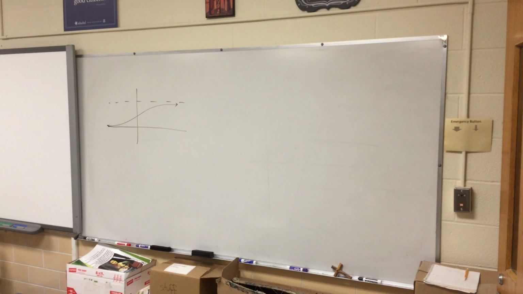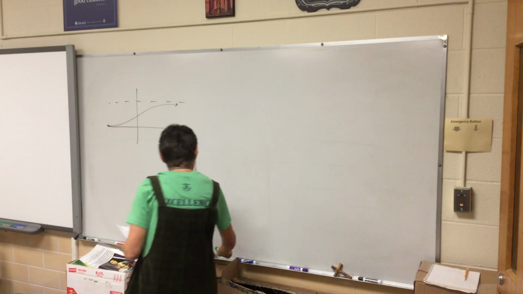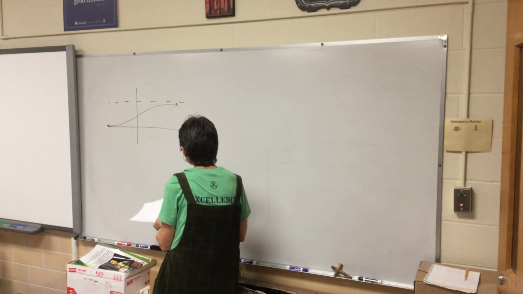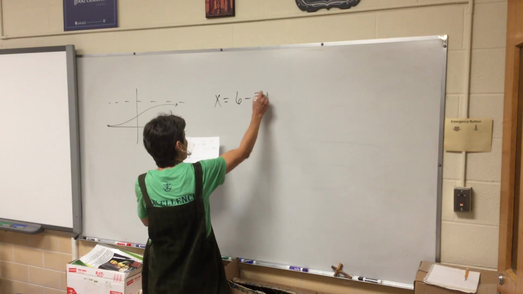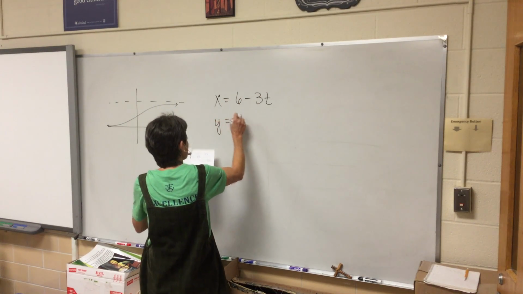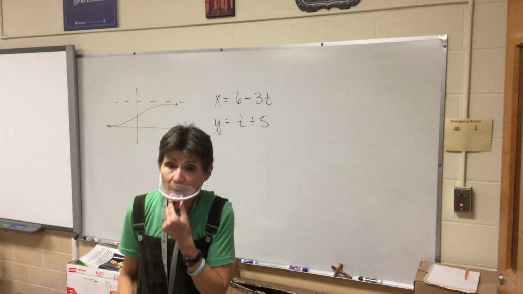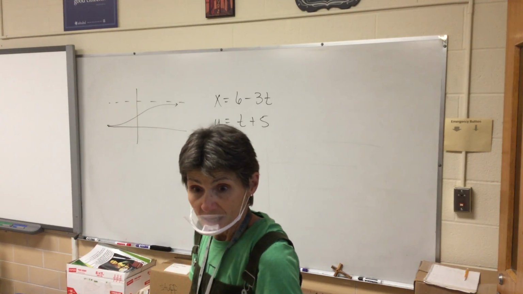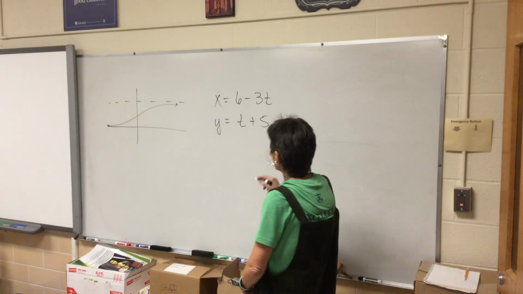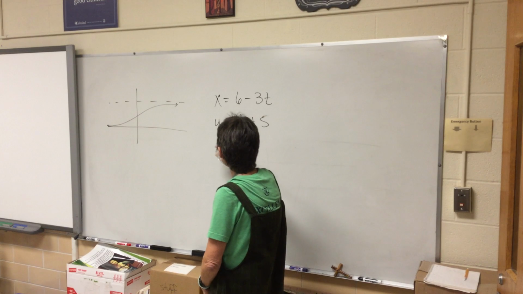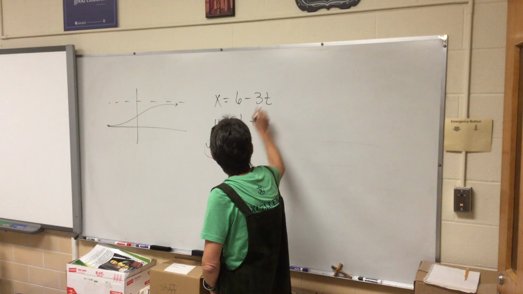All right, number 2. It says eliminate the parameter and write a single Cartesian equation. So we want to end up with one equation that has nothing but x's and y's in it. That means we have to get rid of the t. So you've got a couple of options. One option is to just solve for t and then plug that in.